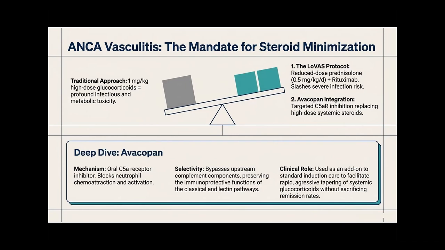Avacopan, what is avacopan? Avacopan is an oral C5a receptor inhibitor, blocks the neutrophil chemoattraction and activation, and bypasses the upstream complement components, preserving the immunoprotective functions. Clinical role, used as an add-on to standard induction care to facilitate rapid aggressive tapering of the systemic glucocorticoids.